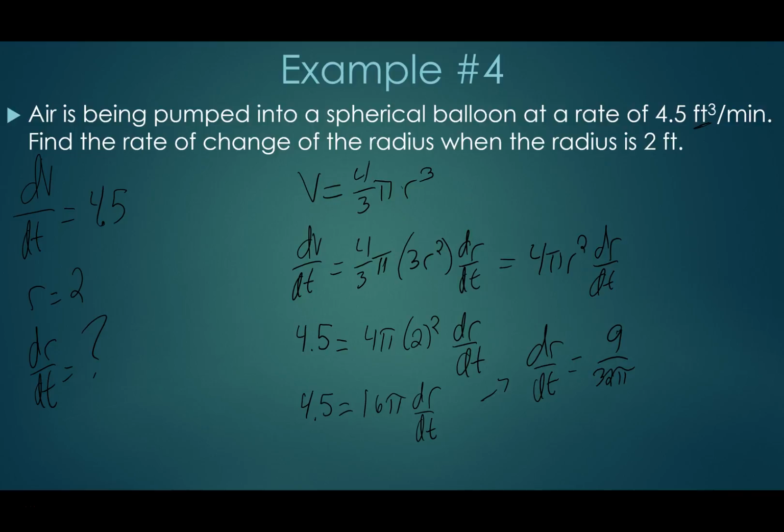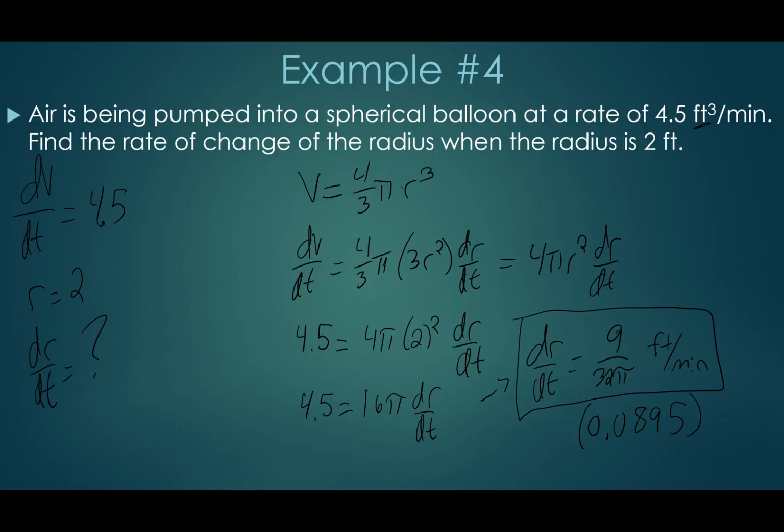Because really 4.5 is equivalent to 9/2. That's why it's 9/32 pi, and then our units are feet per minute. If you did want to leave it as a decimal, your decimal equivalent is 0.0895 feet per minute. Entirely your call. I personally prefer to leave it as a fraction, so I would have left it like that. It's more exact than the rounded-off decimal.